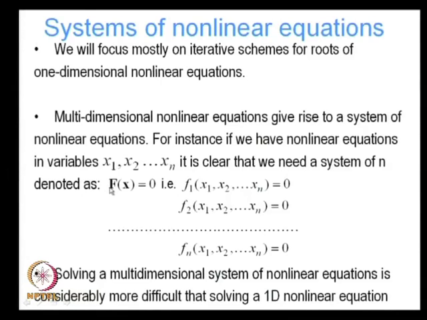F now becomes a vector, f of x equal to 0. So, I want to find the roots, a vector of alphas such that f of alpha becomes equal to 0, where now alpha is a vector, and I can write this as f1, f2 through fn equal to 0. So, this is the system of equations. Solving a multidimensional system of nonlinear equations is considerably more difficult than solving a one dimensional nonlinear equation, which should be sort of obvious.